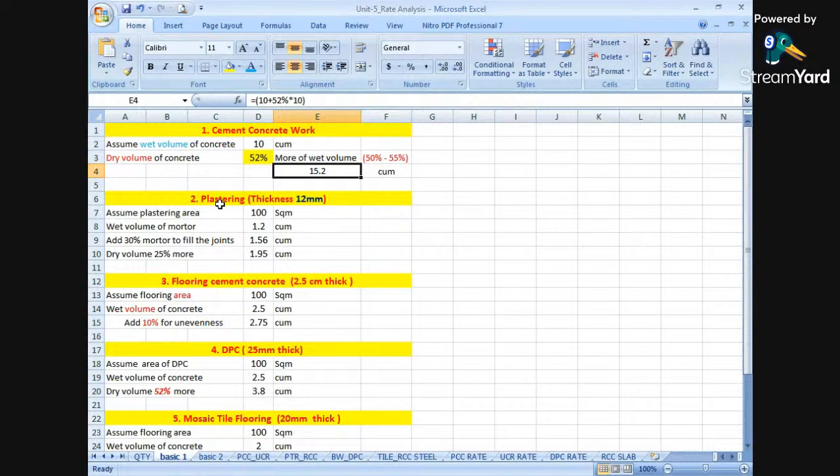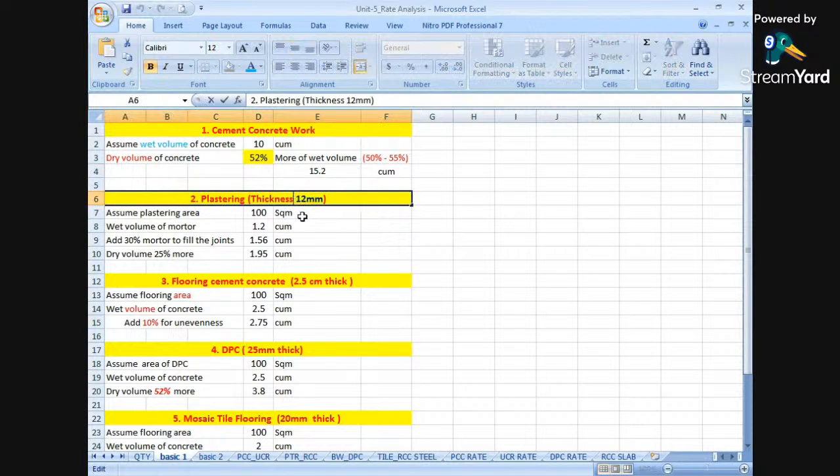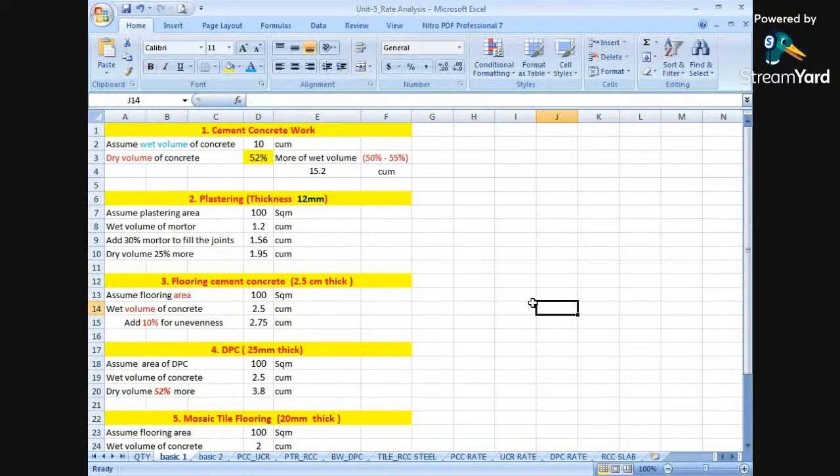Number two, देखो, is plastering. Here, the plastering thickness is 12 mm. What is the thickness of plastering? Again, why has it been mentioned? Because plastering is measured in square meters. Therefore, the thickness will always be mentioned, or we have to decide the thickness. तो 12 mm is near about 1/2 inch. ठीक है ना? 1/2 inch होता है ना?